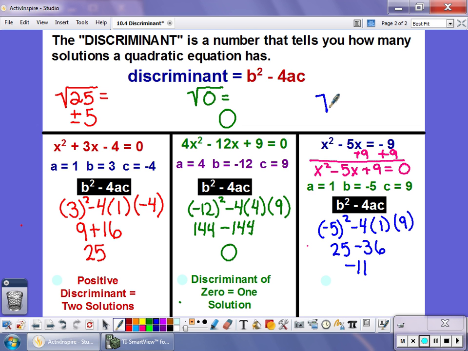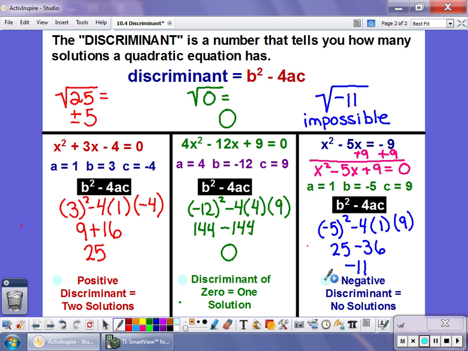So again, thinking back, square root of negative 11, can I find the square root of a negative number? No, it's impossible. And since it's impossible, we can't take a square root of a negative number. What that means is anytime our discriminant is a negative number, we have no solutions. And that's how the discriminant can help us figure out how many solutions we have to a quadratic equation.